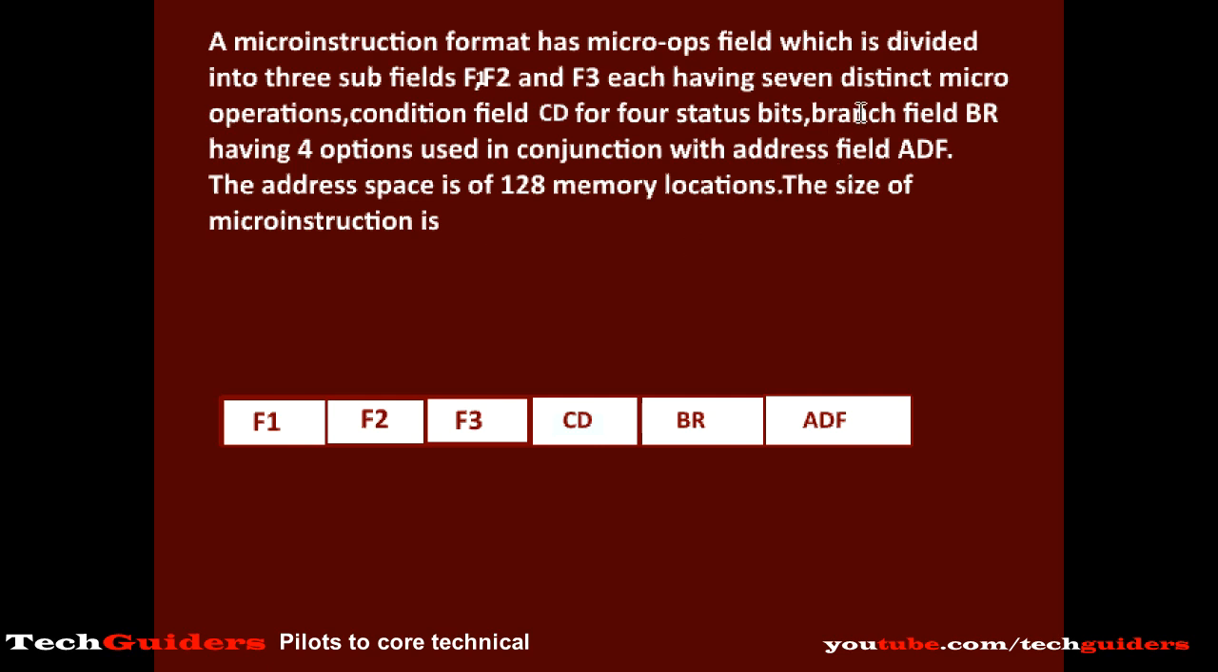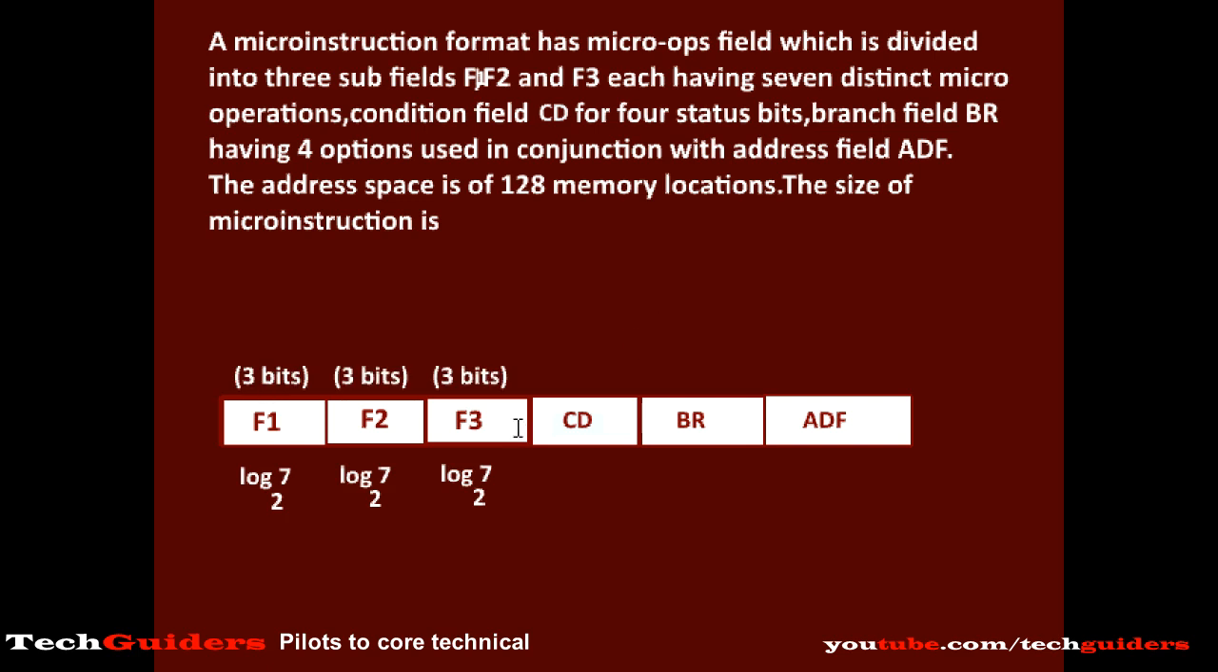So the 7 signals for these 7 micro-operations can be encoded with a lesser number of bits. So how many bits are required? Ceil of log 7 to the base 2. Minimum 3 bits are required in the micro-operation field.